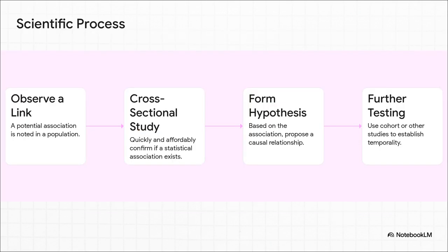Think about the whole scientific journey, right? It all starts with just noticing something. The cross-sectional study is that fast, cheap step 2 where you check if there's a real statistical link. And if there is, then you've got what you need to build a real hypothesis and justify spending the big bucks on a study that can actually figure out the timeline.